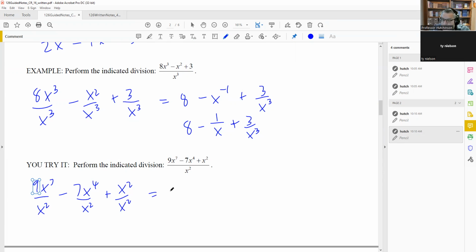If we subtract these, 7 minus 2 is x to the 5th. I have minus 7x, and then 4 minus 2 is 2, so x squared. And I have another x squared over x squared. Again, there's ones in front of each of these. And so that would just be a plus 1. And that would be it. That would be your answer.